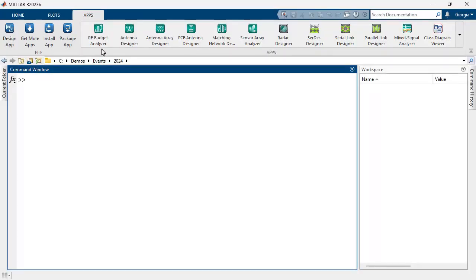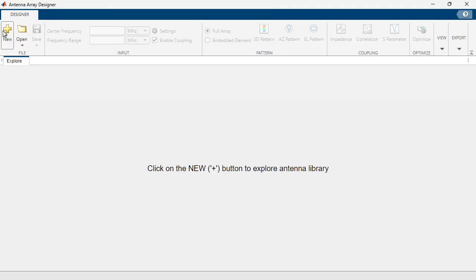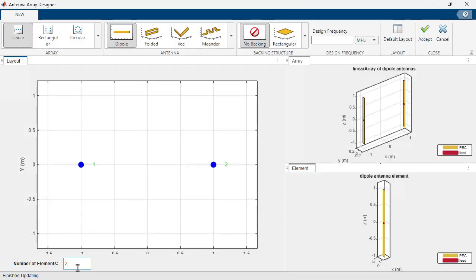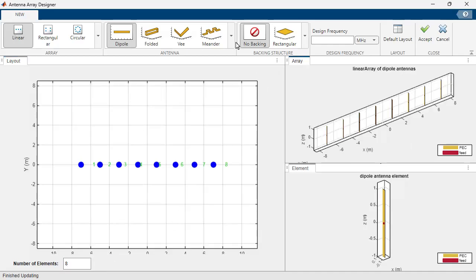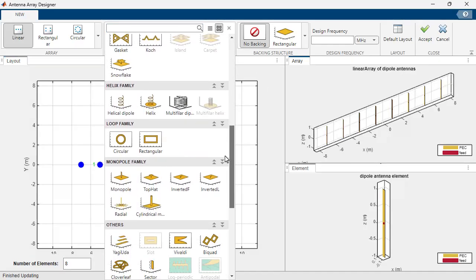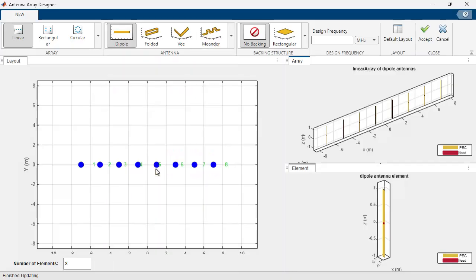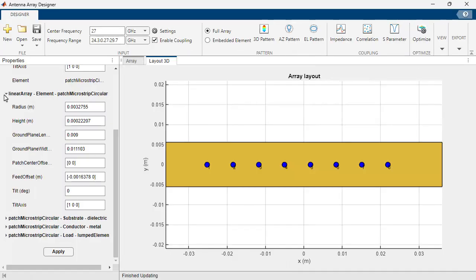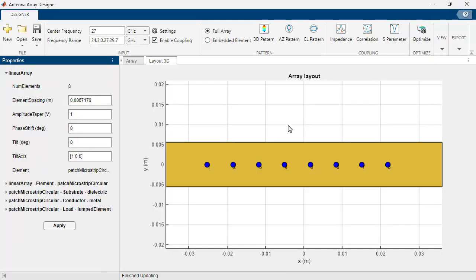I'm now opening MATLAB and launching the Array Designer app. I'm going to design our array of 8 elements, our linear array of 8 elements. I'm going to use a circular patch as an antenna element. And I'm going to design it to operate at 27 gigahertz, for example. This is just an example. We design our array, which means that the elements are spaced approximately at half lambda at a given frequency. And we are now going to analyze our array with and without coupling.